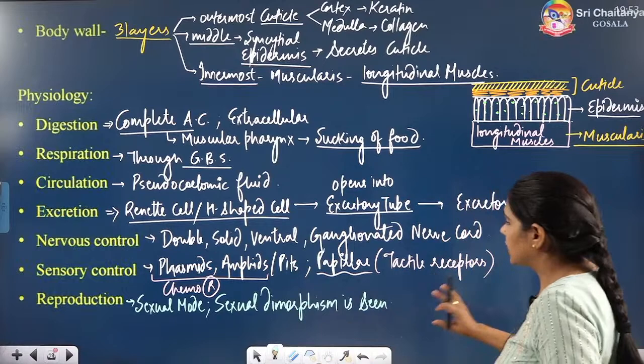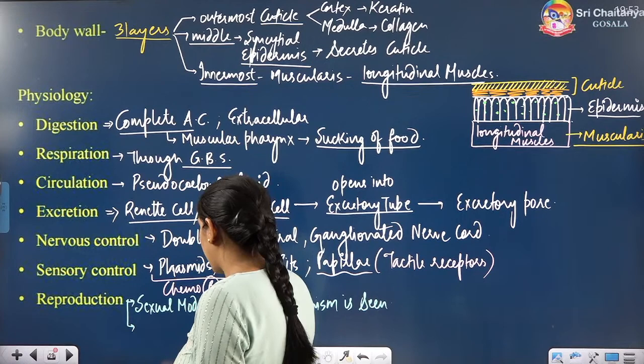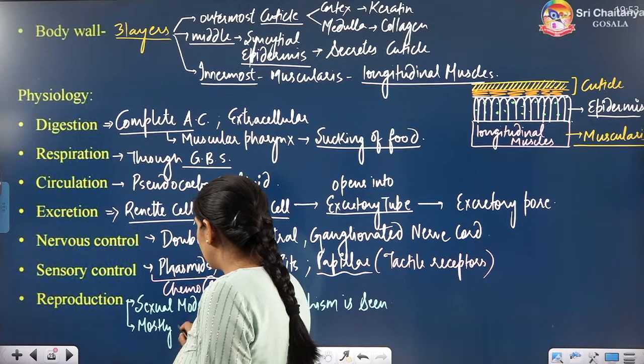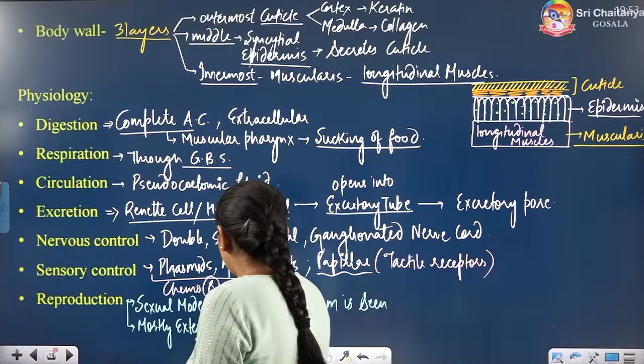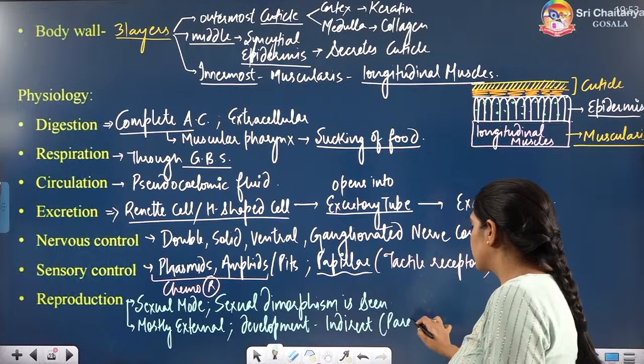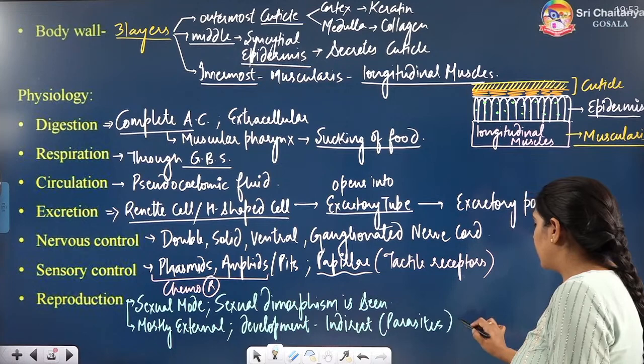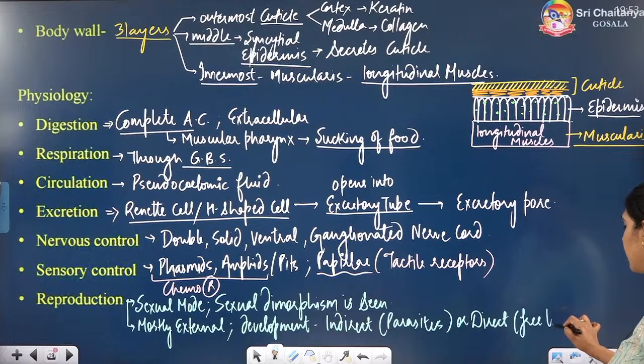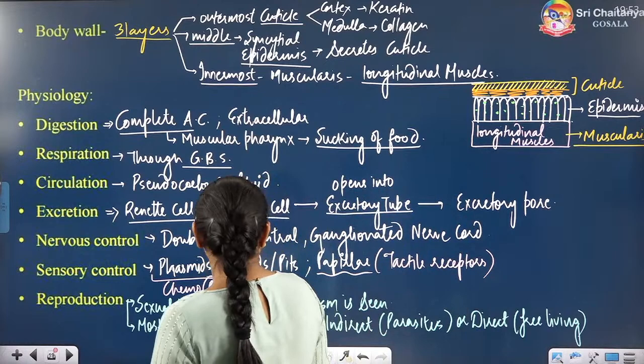Sexual dimorphism is seen, then sexual mode of reproduction, then you can write they have mostly external fertilization, and then you can write development can be indirect or direct. Indirect in parasitic forms and direct in free living forms. So this is all about the phylum Aschelminthes.